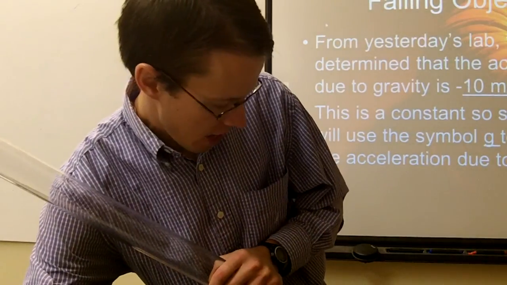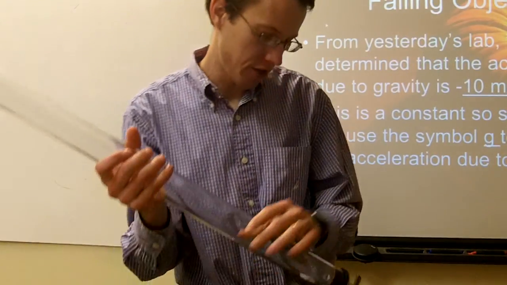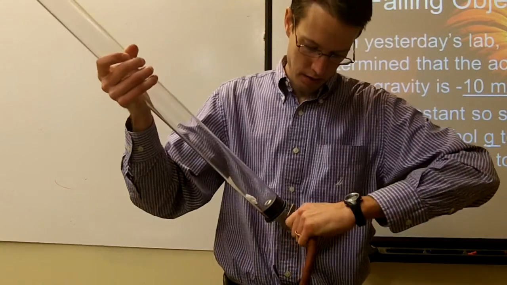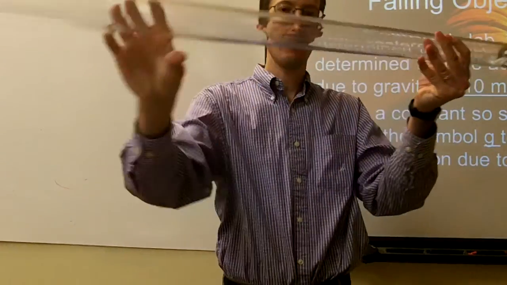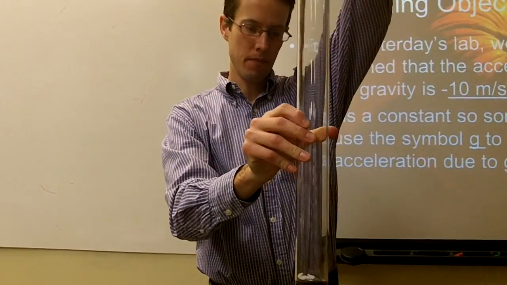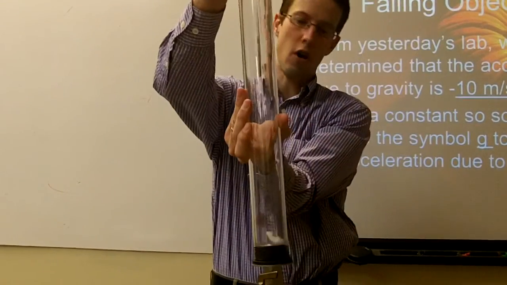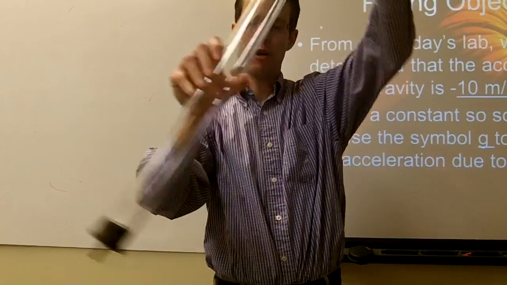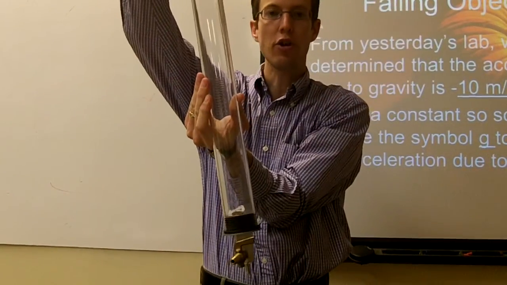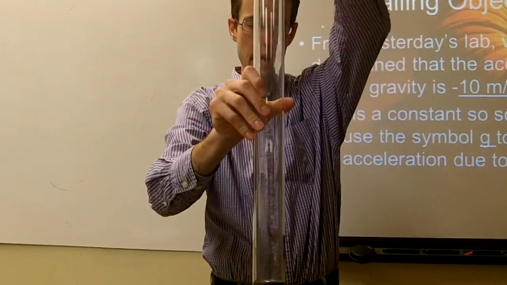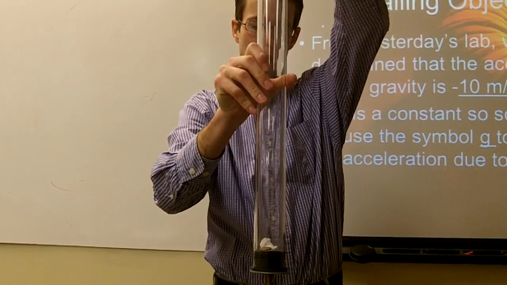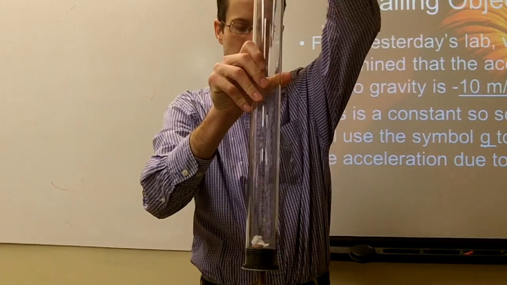Now I've taken all the air out of this chamber and sealed it off with this valve, and I can unplug this now. And now as I drop them, they both fall at the exact same rate. They both hit at the exact same time, showing that without air, again, all objects fall at the same rate, about -10 meters per second each second.